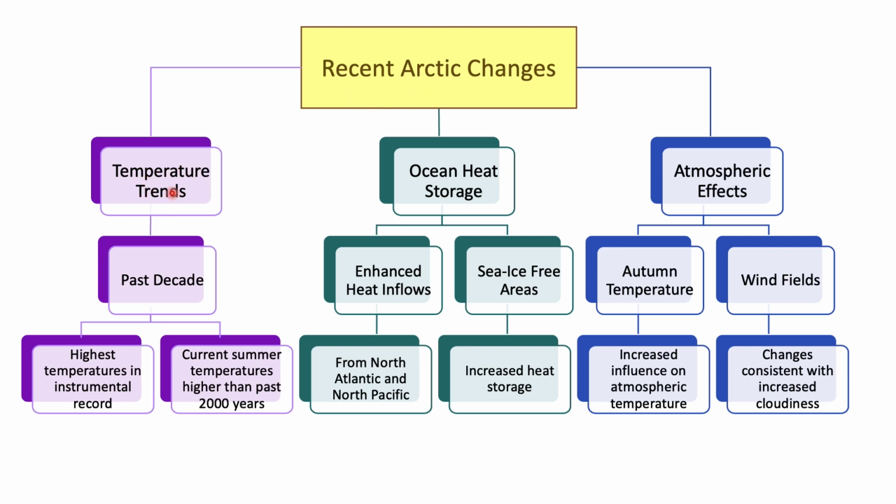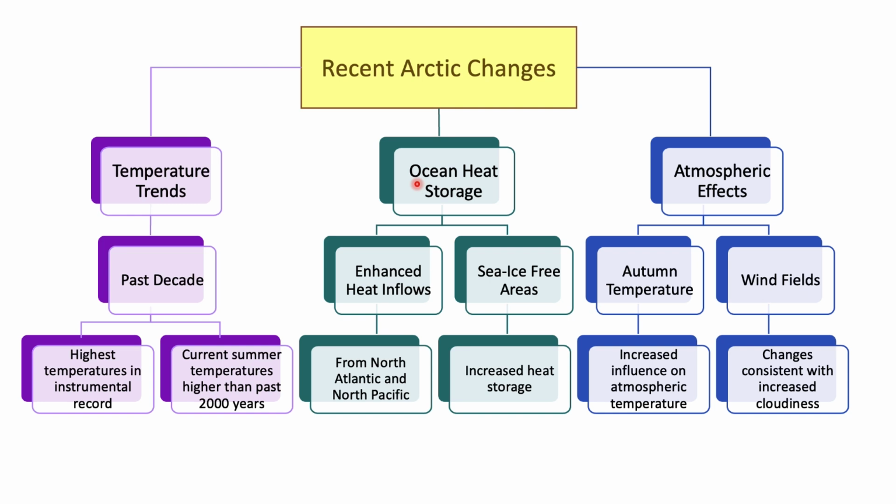Looking at the temperature trends in the past decade, the Arctic recorded the highest temperature in instrumental records, and also the current summer temperatures are higher than in the past 2000 years. This is the major thing we are observing in the Arctic. These are all the recent changes occurring in the Arctic. The very purpose of knowing this is to understand how the Arctic cryosphere is affected by these recent changes, and also how the Arctic cryosphere affects the global environment and the climate.